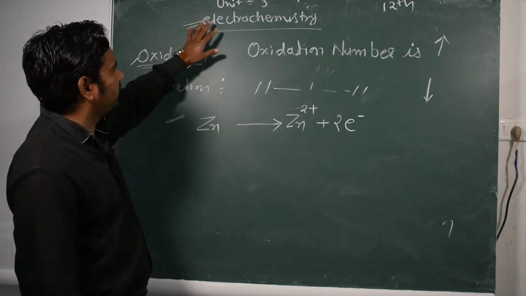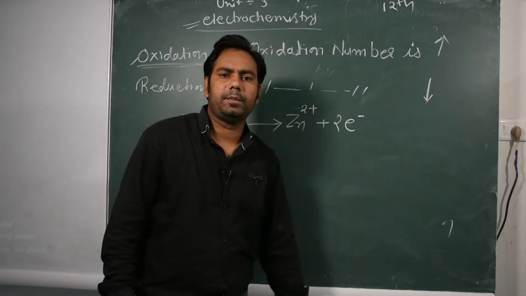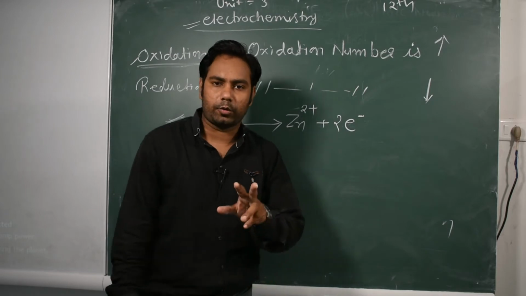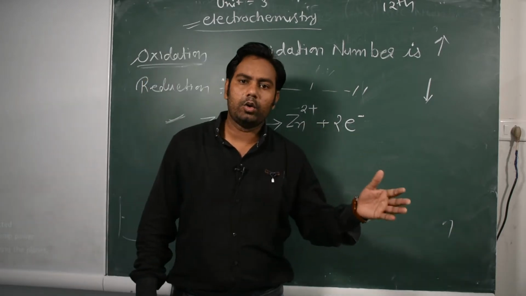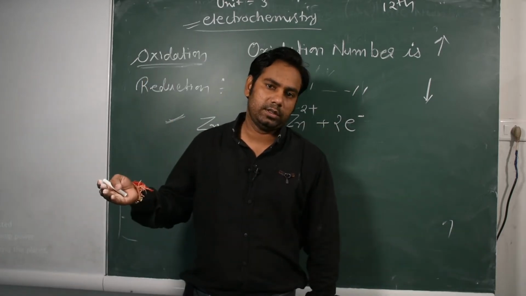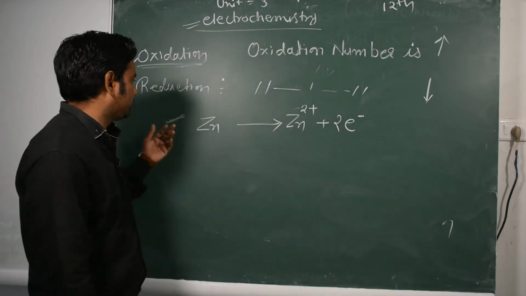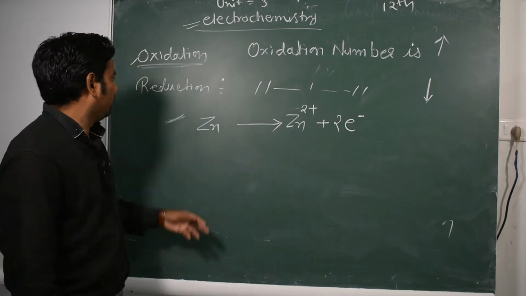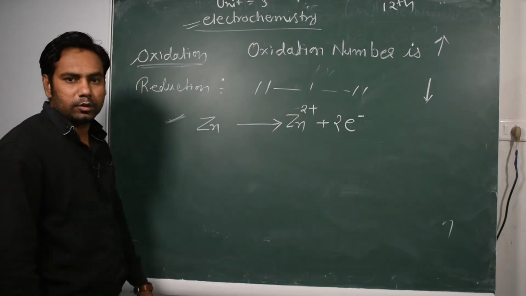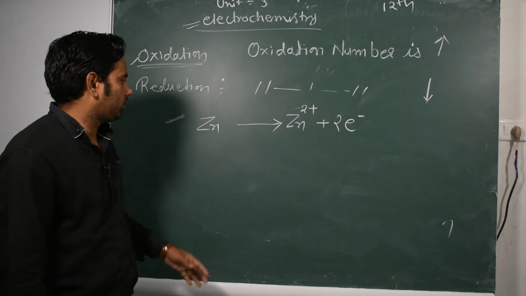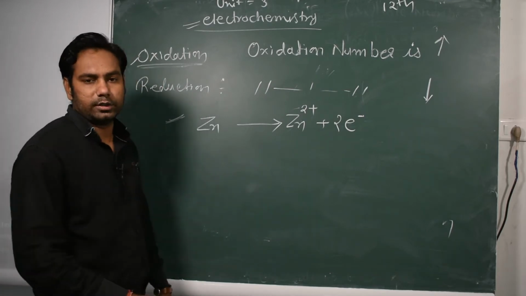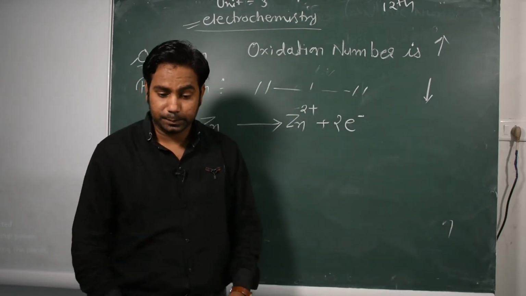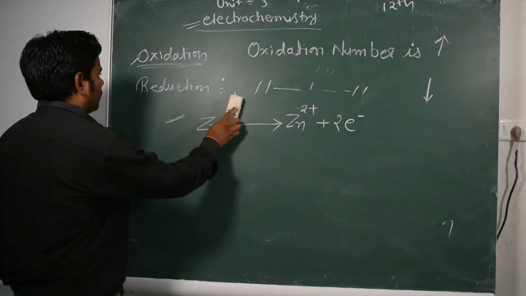We discuss mostly cells in electrochemistry, and every cell has two types of electrode: one is the anode and the second is the cathode. At the anode, the oxidation reaction occurs. At the cathode, the reduction reaction occurs. So we are clear about oxidation and reduction, and it is very easy to understand electrochemistry.